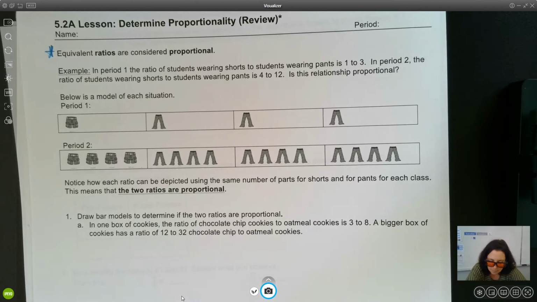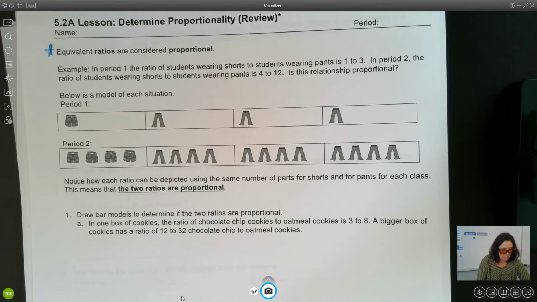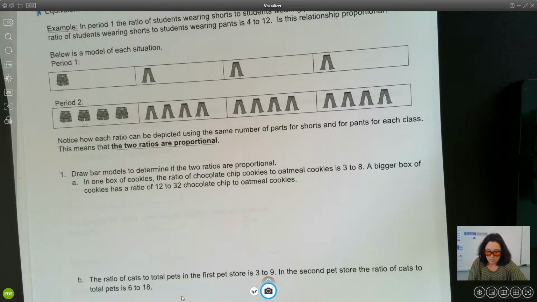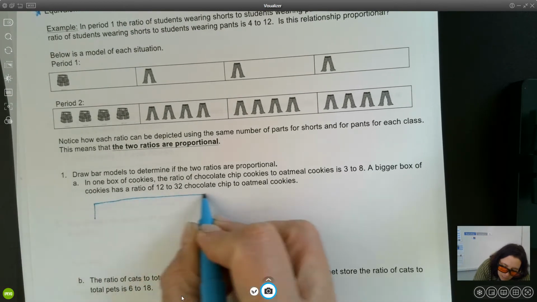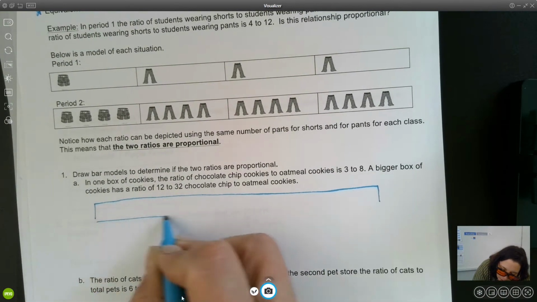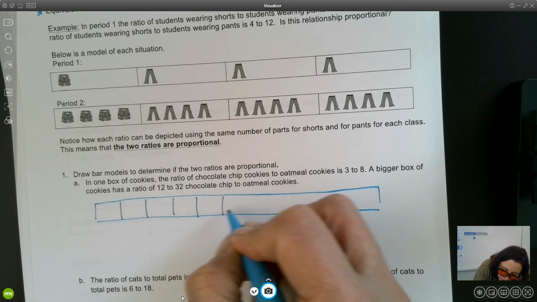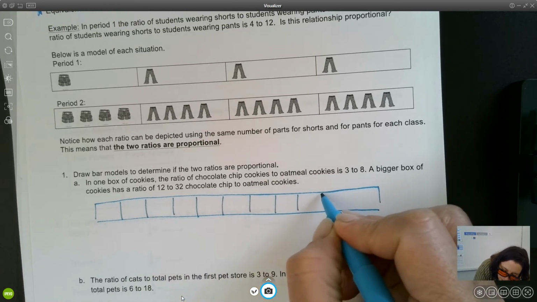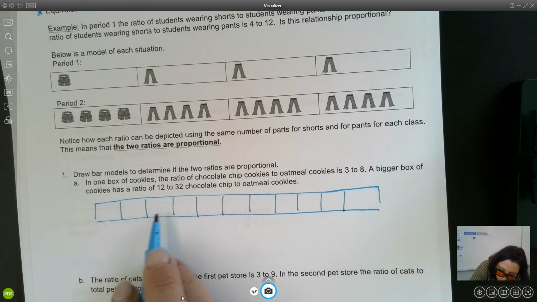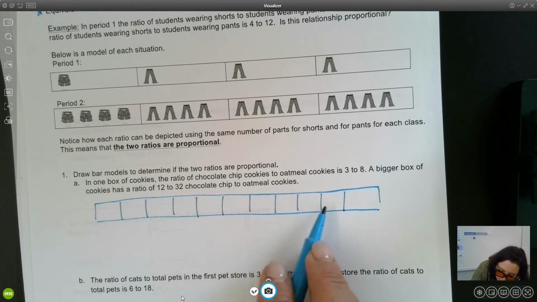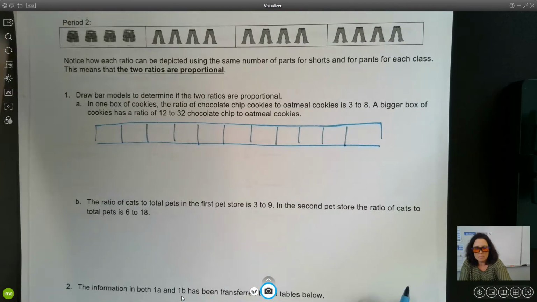All right, number 1, draw bar models to determine if the two ratios are proportional. In 1 box of cookies, the ratio of chocolate chip cookies to oatmeal cookies is 3:8. So is that okay? We've got 11 boxes. This isn't going to be pretty, I don't think. 1, 2, 3, 4, 5, 6, 7, 8, 9, 10. Not bad. A little big on the end, but not bad.